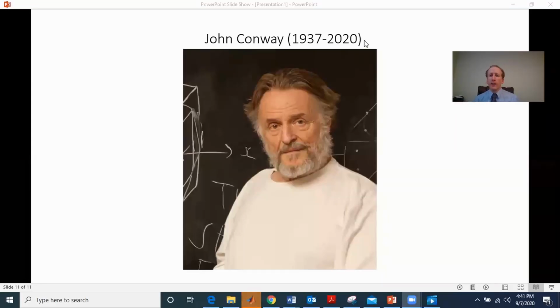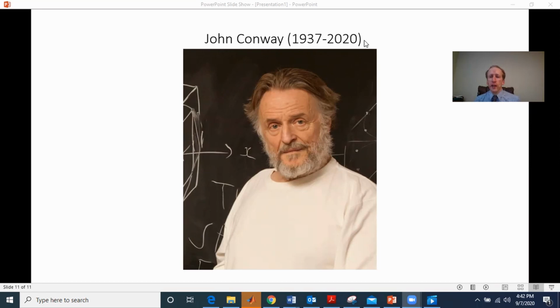Unfortunately, John Conway passed away earlier this year in April from complications caused by COVID-19. John Conway was a great mathematician who was curious throughout his career and discovered many interesting ideas in mathematics.